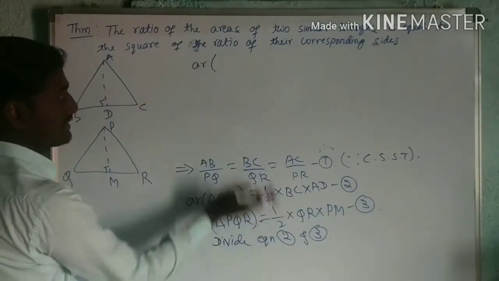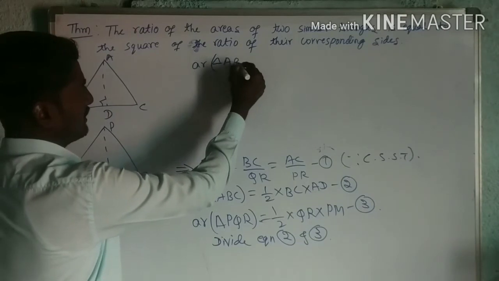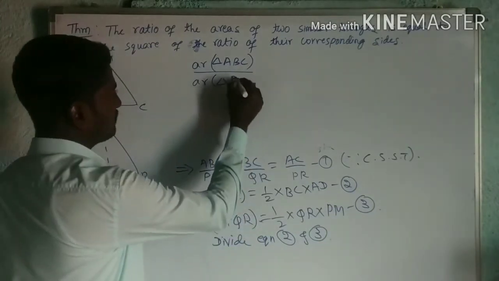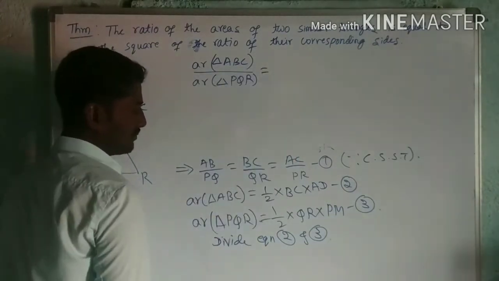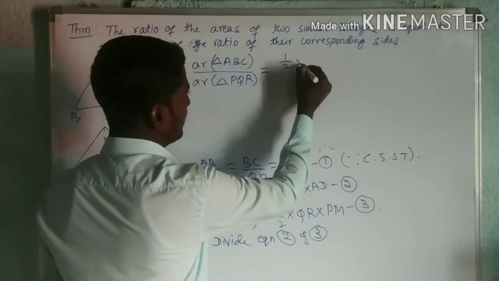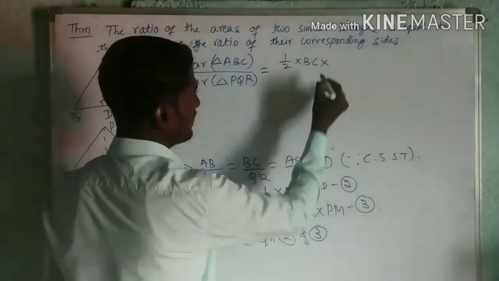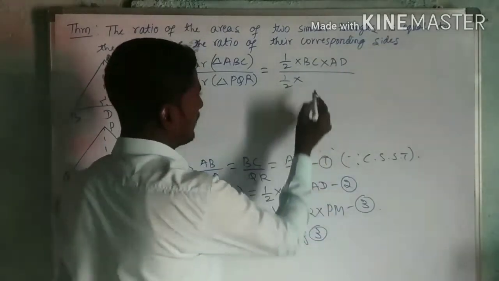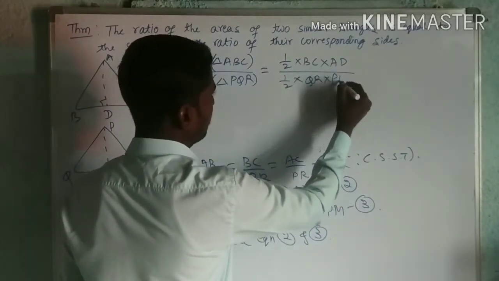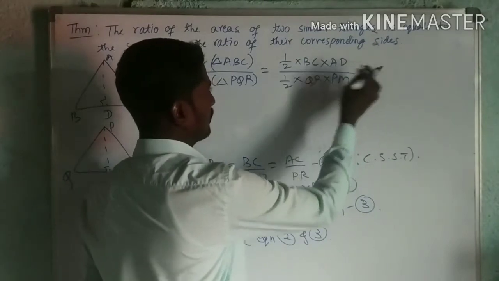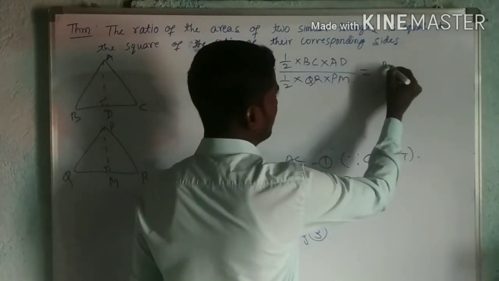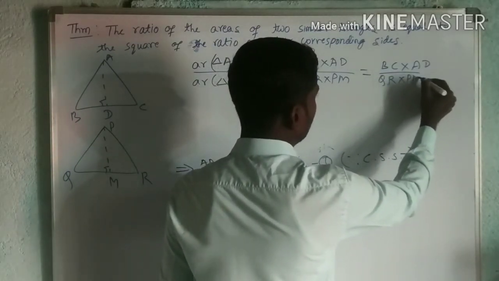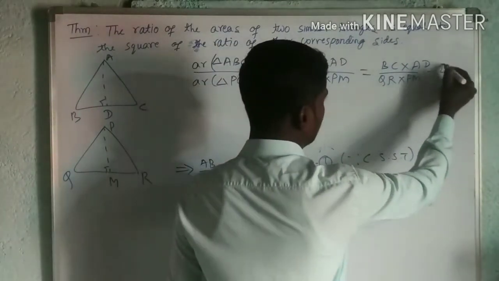Continuation is here only. After this, area of triangle ABC divided by area of triangle PQR is equal to 1 by 2 BC into AD, divided by 1 by 2 QR into PM. Now 1 by 2 gets cancelled, remaining BC into AD divided by QR into PM. This I will take as equation number 4.